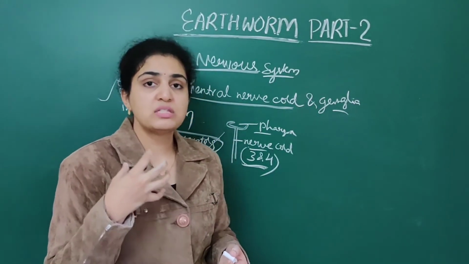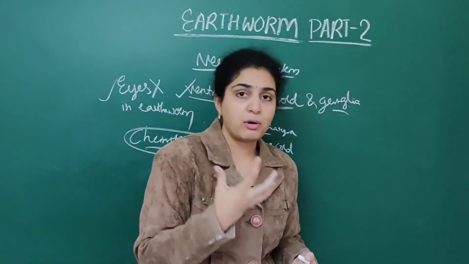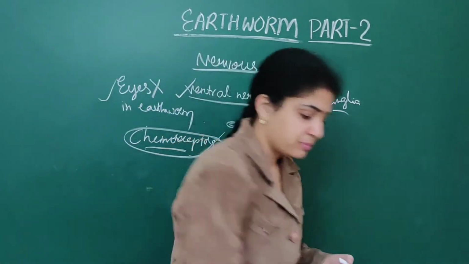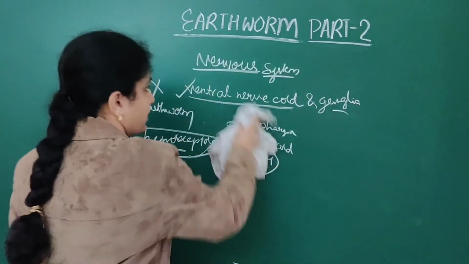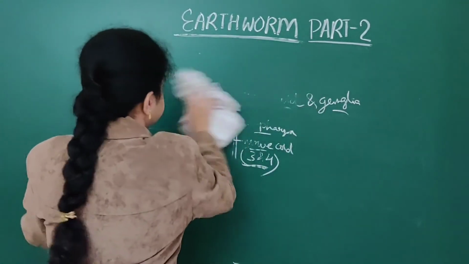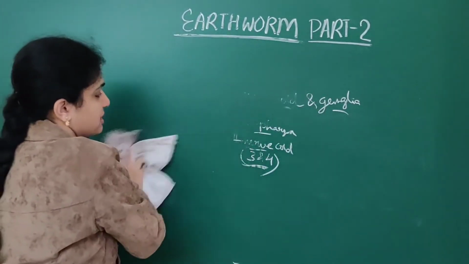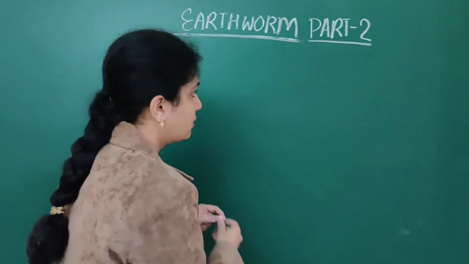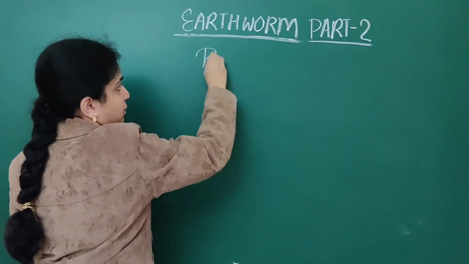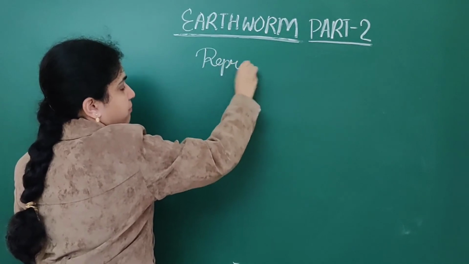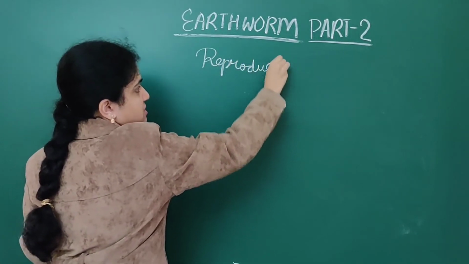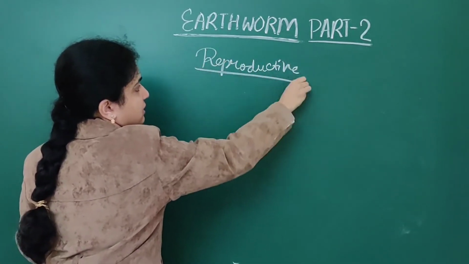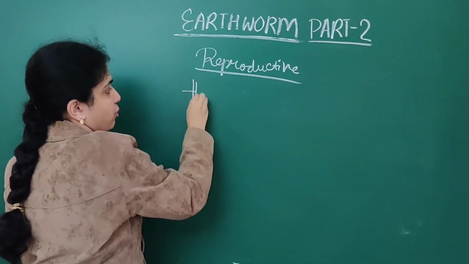Next we are going to see about the reproductive system of the earthworm. So earthworm, we have already discussed that earthworm is what? Earthworm is hermaphrodite. In the reproductive system of earthworm, the earthworm is a hermaphrodite.